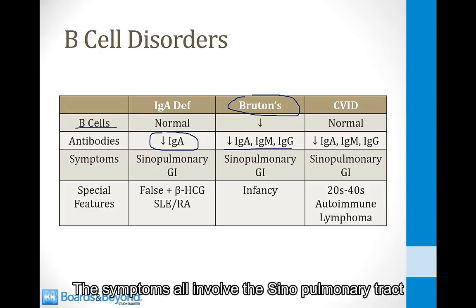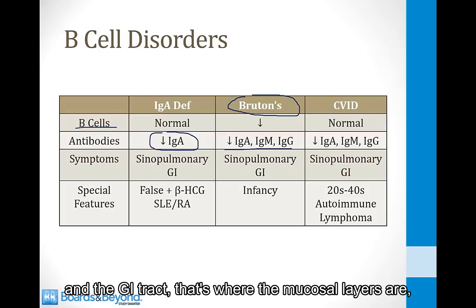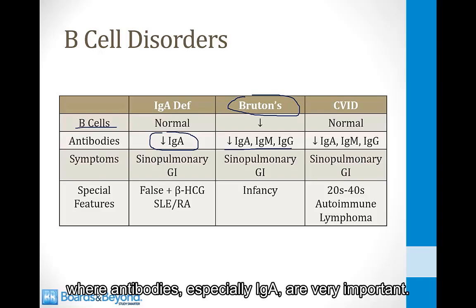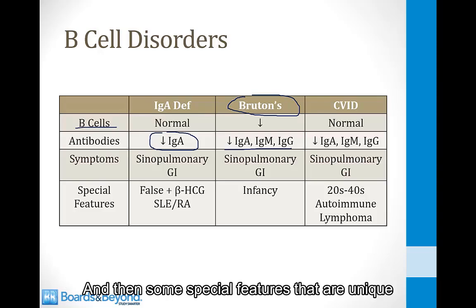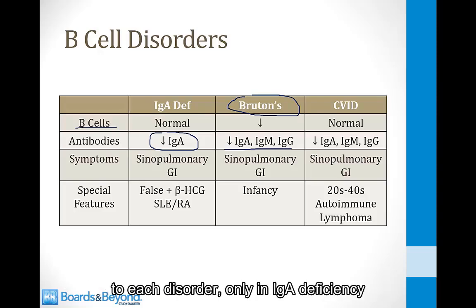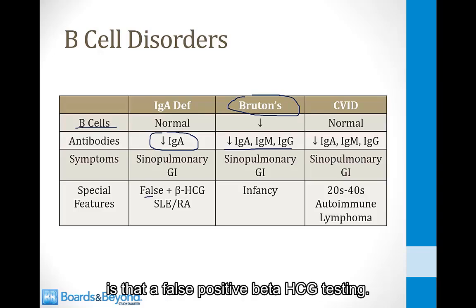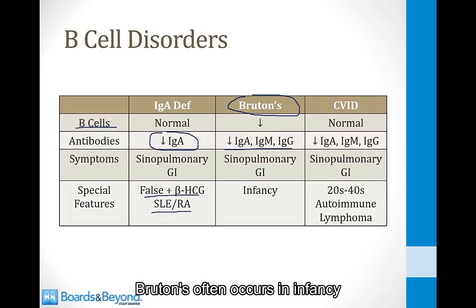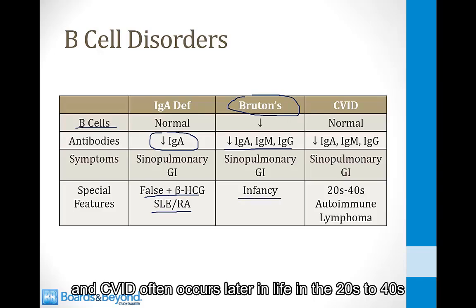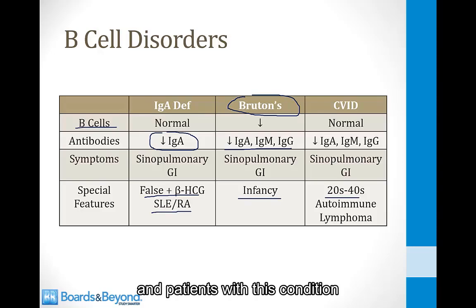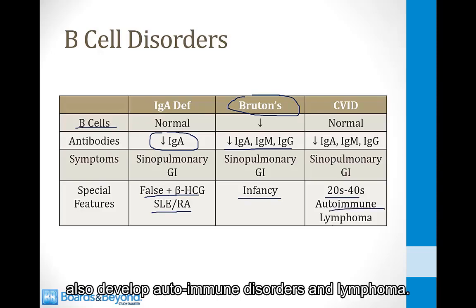The symptoms all involve the sinopulmonary tract and the GI tract. That's where the mucosal layers are, where antibodies, especially IgA, are very important. And then some special features that are unique to each disorder: only in IgA deficiency is the false positive beta-HCG testing. These patients also commonly have lupus and rheumatoid arthritis. Bruton's often occurs in infancy, and CVID often occurs later in life in the 20s to 40s, and patients with this condition also develop autoimmune disorders and lymphoma.